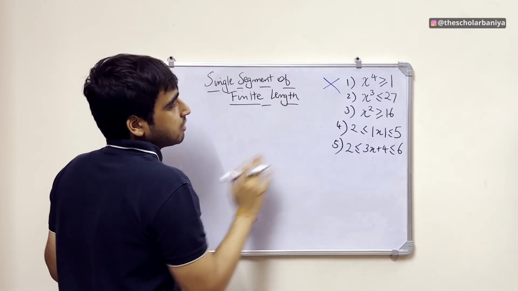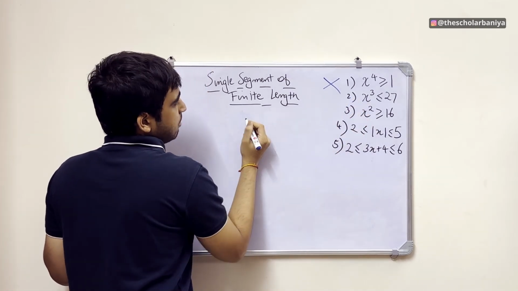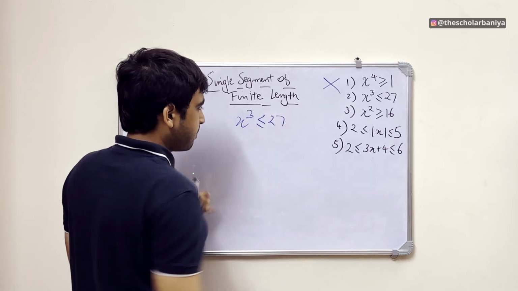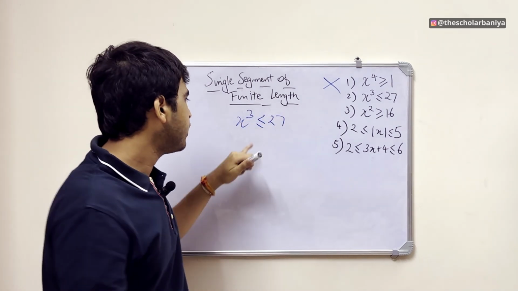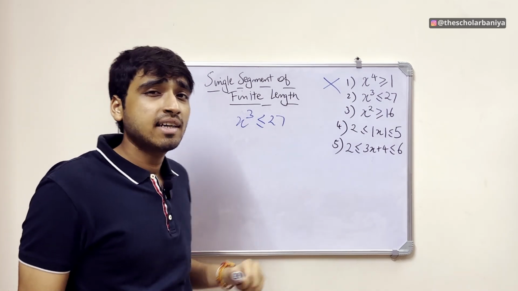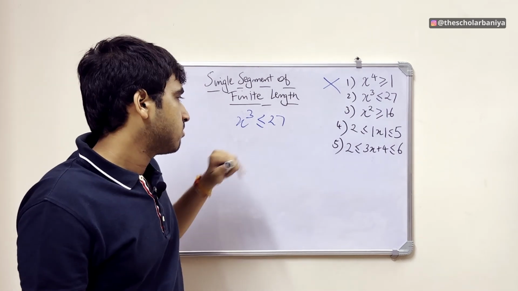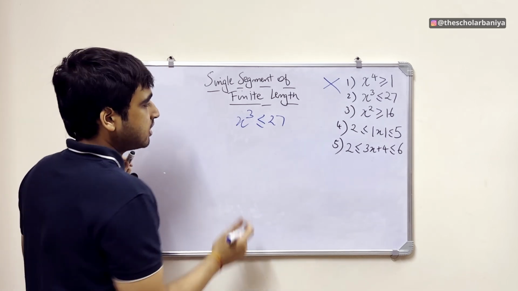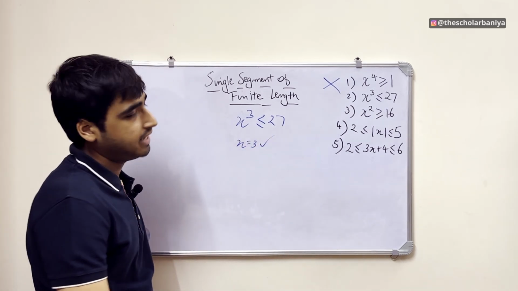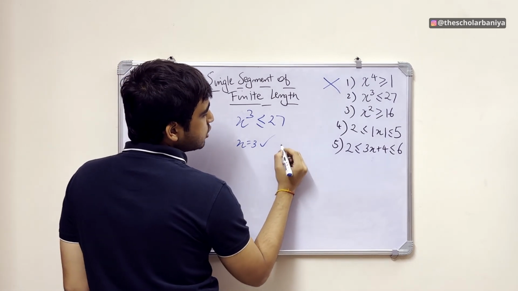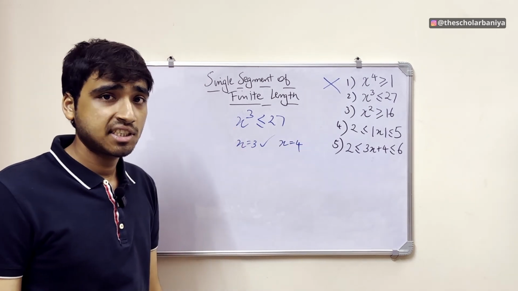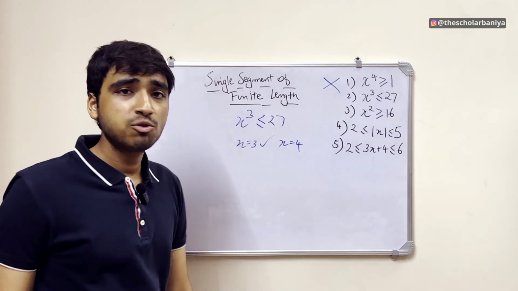So I hope this is clear. Now let's come to the next one. x cube is less than or equal to 27, right? Now, for example, if you take 3 over here, 3 3s are 9, 9 3s are 27. So for x equals 3, this is absolutely right. If you take x equals 4, 4 4s are 16, 16 4s are 64. Is 64 less than or equal to 27? No.